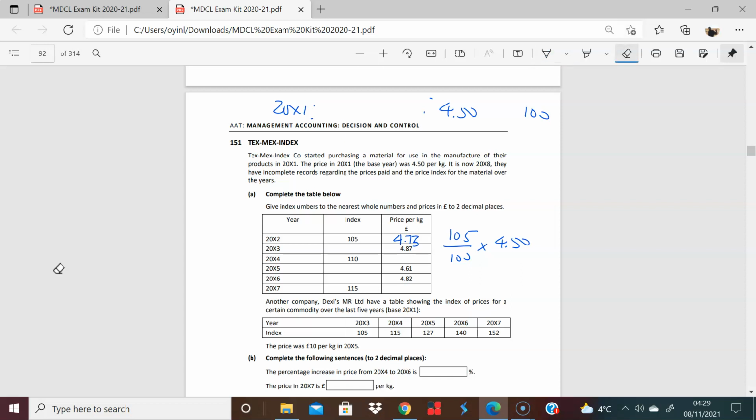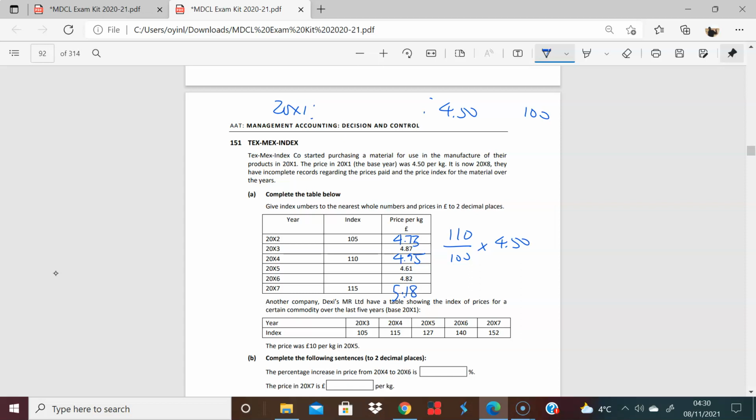I'll do exactly the same thing here for 2004. I'm going to take that out and put here 110, because that is my base. 110 divided by 100 times 4.5, and I'm going to get 4.95. I'm going to do the last bit here, where I have 115 divided by 100 times 4.5, and I get £5.18. That's how I would treat that.